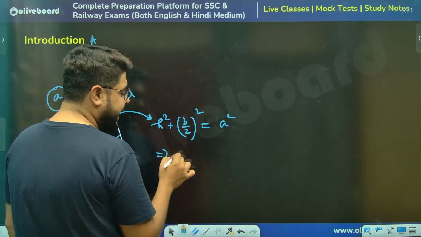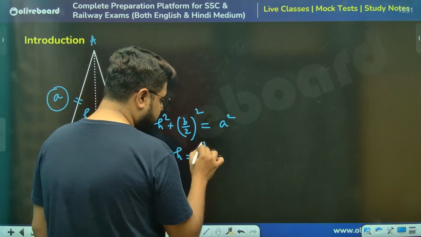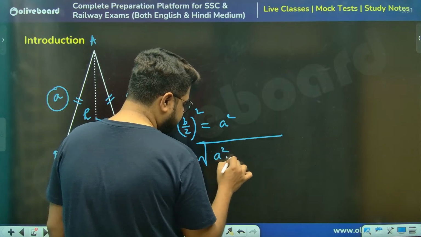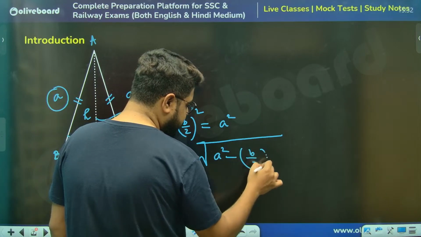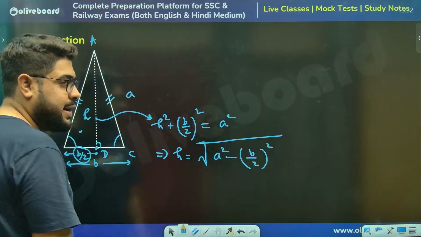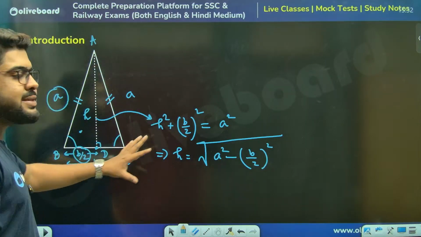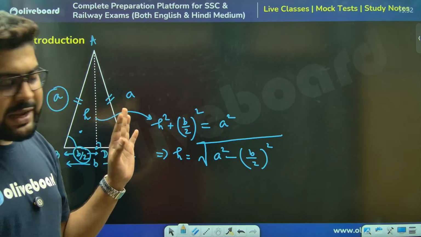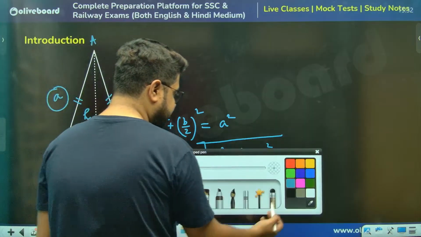So that means H will be root over of A square minus B by 2 whole square. You might ask, why haven't you taken plus minus? Because we're talking about lengths. Length can never be negative, right?